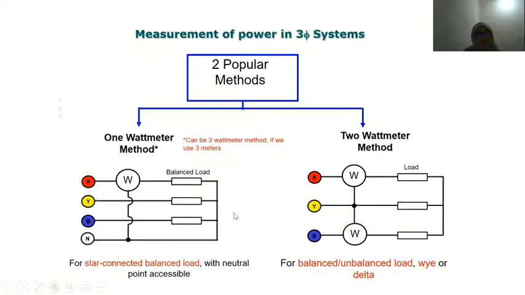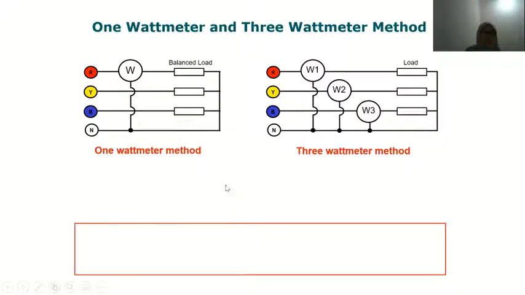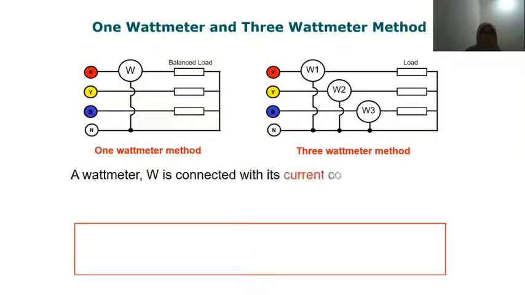For balanced or unbalanced load, star or delta connection, normally we use the 2 wattmeter method. The wattmeters are placed in between two of the 3-phase wires. So for the 1 wattmeter and 3 wattmeter methods, let's look at the calculation.